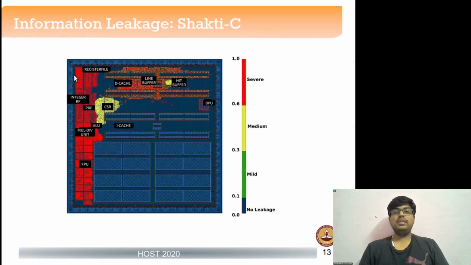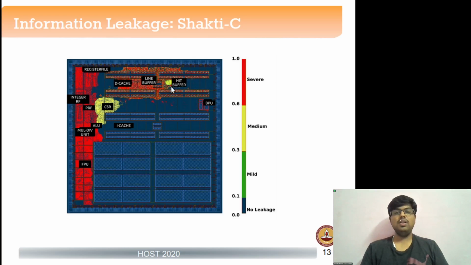This is the information leakage plot of our reference platform. It is the floor plan of Shakti C on which we apply leakage scores of each module. The leakage here varies from 0 to 1. Different color codes depict different amounts of leakage.